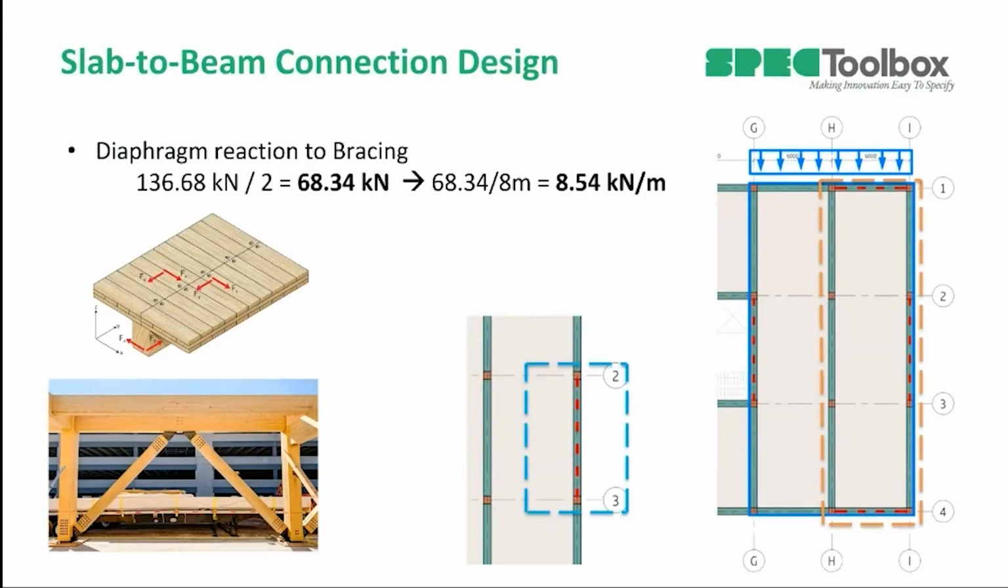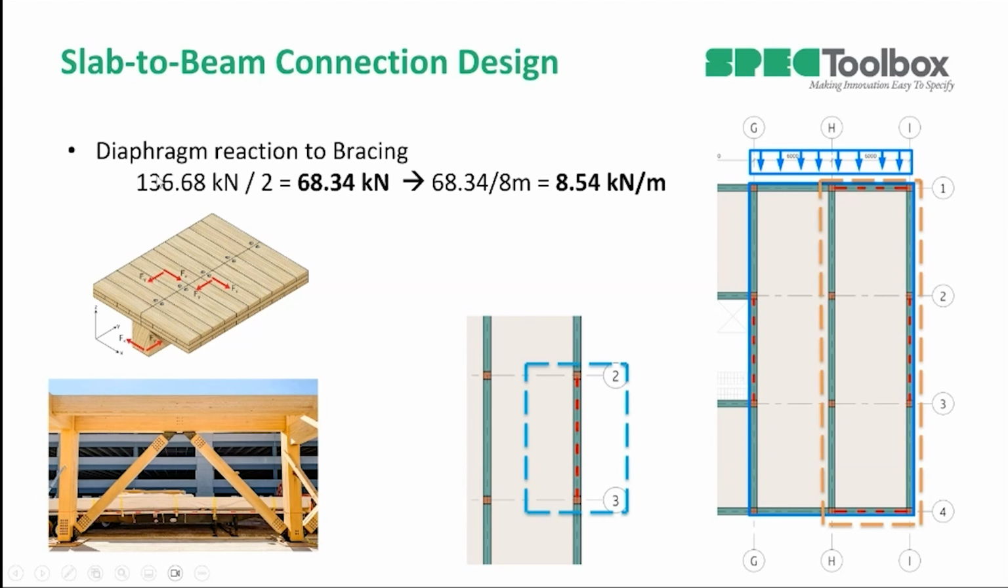Some next example we're going to take you through. In this case, we have diaphragm reaction to bracing connection, so a typical CLT floor to GLT beam connection. In our case, this is going to be at the position of vertical bracing. As a part of the lateral resisting system, how is force transferred from the diaphragm to the vertical bracing?